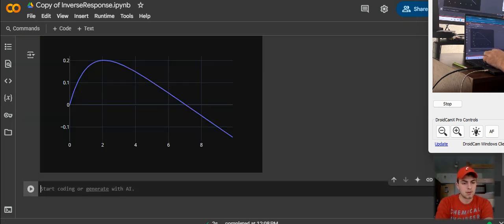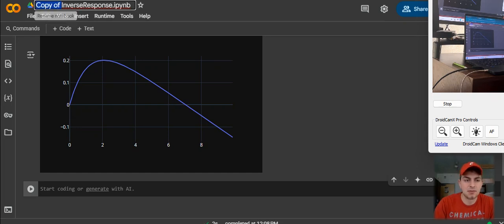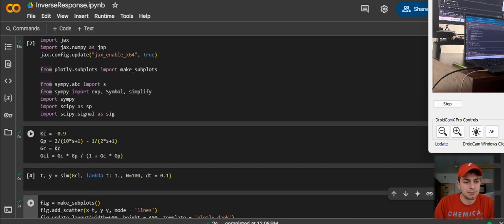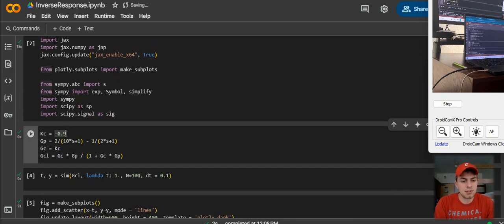Okay, let's see if this runs. Okay, it does. And then this is what we would expect for our system. Obviously, you can see I named it inverse response here. So there's sort of an inverse response before the controller really is able to take control. So that was negative 0.9.